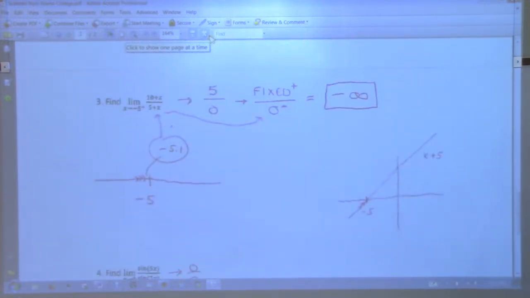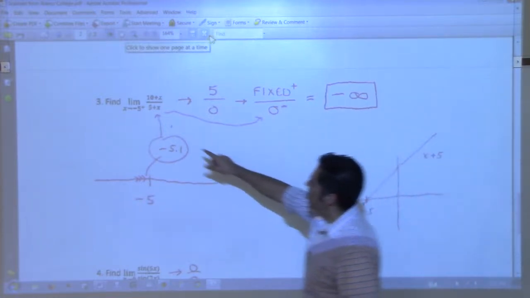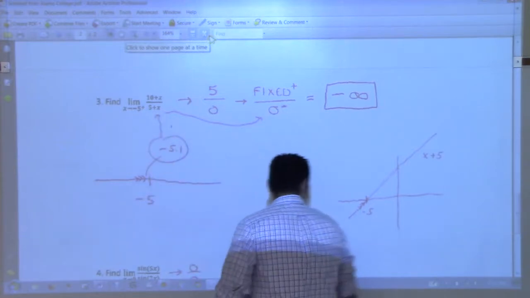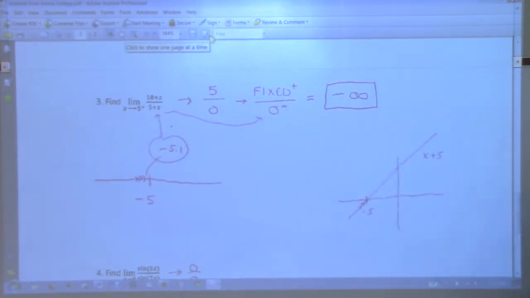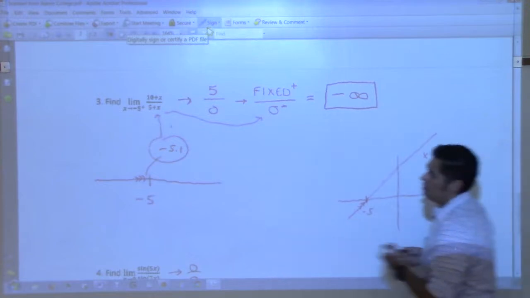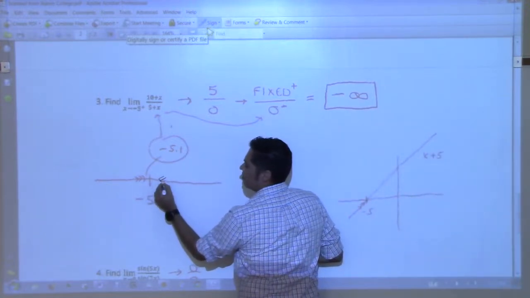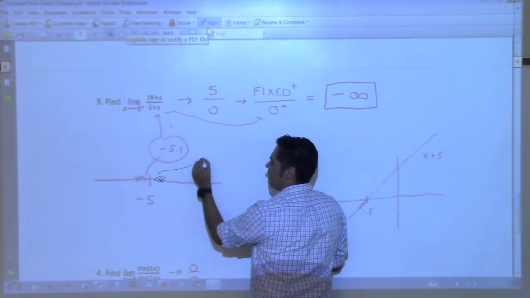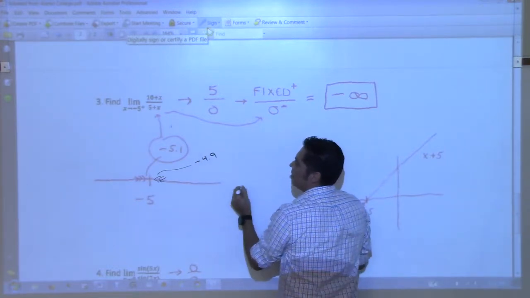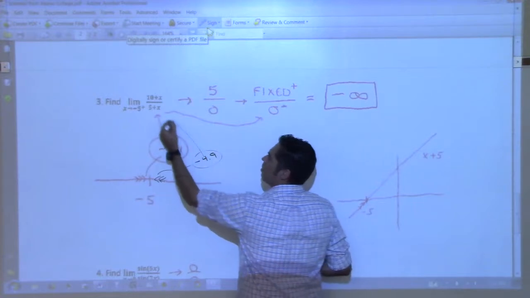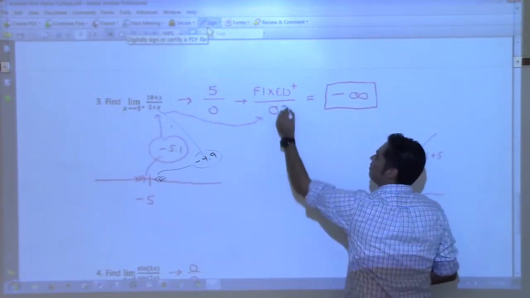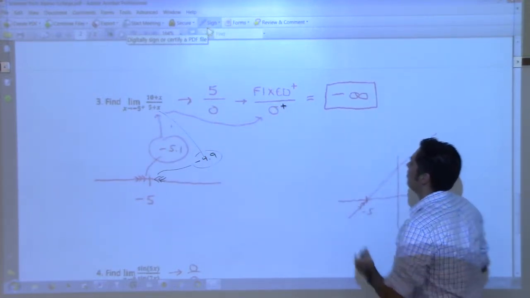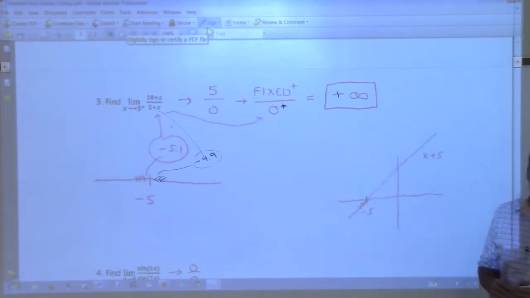Okay, and then on this one, when I did the solution, I realized that I did it for approaching 5 from the left. This is from the right, so my work is actually not correct here. I'm supposed to approach from this side, so I'm supposed to be approaching with numbers like -4.9. And then when you take those numbers and plug them in here, you get little tiny positive numbers, not negative numbers. And so the answer should be positive infinity, not negative infinity.